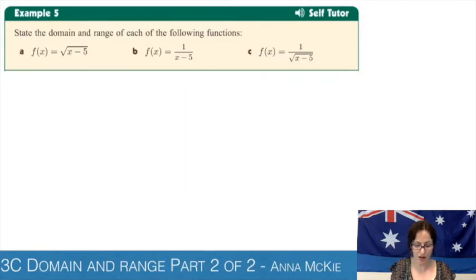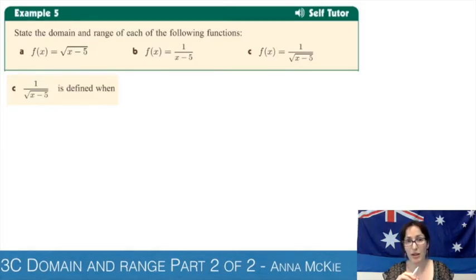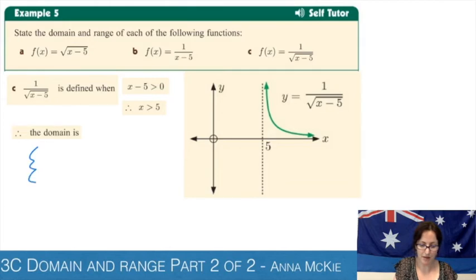And the third one, 1 divided by the square root of x take 5. Now when is this defined? Not only can the denominator not be 0, but the square root has to be greater than or equal to 0, but as we learned from the previous table, it can't be 0. So this, x take 5, must be greater than 0 in this case. And what value of x will make that true? 5. So x has to be greater than 5. So domain, curly brackets, x is the set of for x greater than 5.